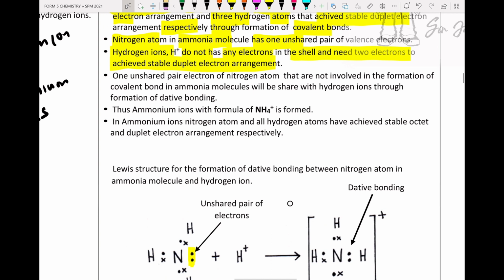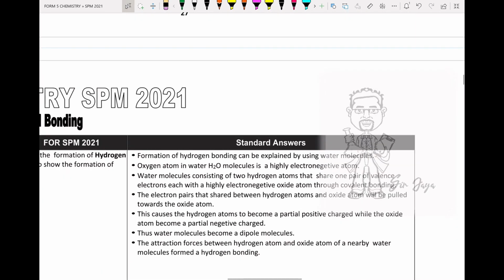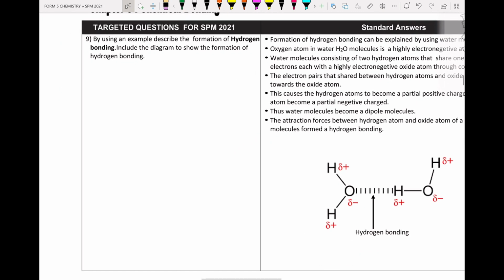and it needs two more electrons to achieve stable duplet electron arrangement. The one unshared pair of electrons of the nitrogen atom that is not involved in the formation of covalent bonding in the ammonia molecule will be shared with the hydrogen ion through formation of dative bonding. Thus, ammonium ion with the formula NH4+ is formed. In ammonium ion, the nitrogen atom and all the hydrogen atoms have achieved stable octet and duplet electron arrangement respectively. Alright, so this is the drawing that students must draw.